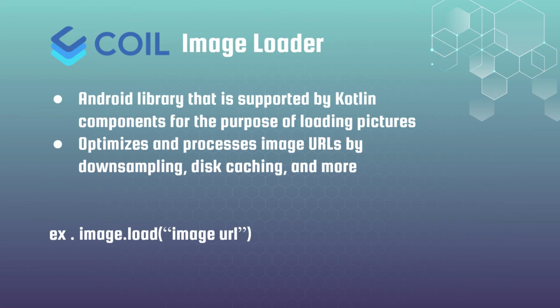Coil is an Android library that synchronizes with Kotlin, simplifying its usage. The library optimizes and processes image URLs using techniques such as dissection and downsampling. Doing this simplifies things and easily displays the pictures with a single line of code as shown below. We could simply pick where we want the image through an element. For example, this image view, I named the image, and then I just simply add in .load, and then the image URL, and that would display the picture.